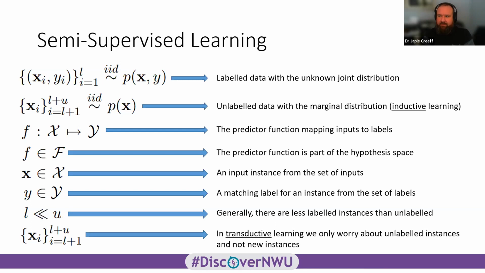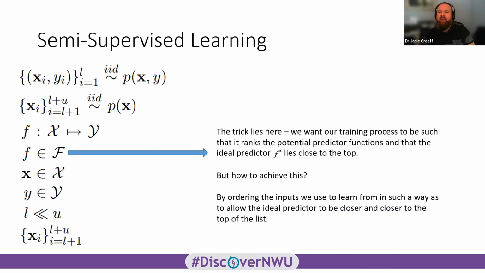But what makes this interesting, and why we want to do semi-supervised learning, is that when we're developing this predictor function, we want to go through this training process in such a way that the ideal predictor function that describes this data set most effectively bubbles up to the top much faster. Okay?